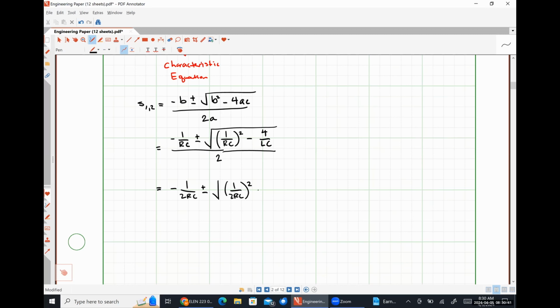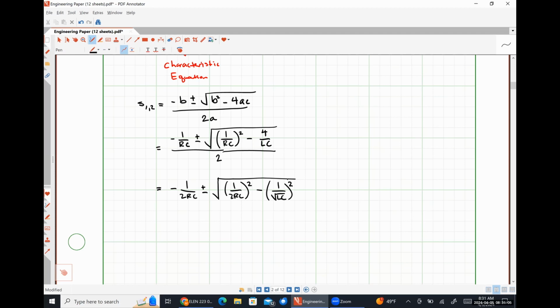And I'm going to do something a little bit odd here. So the 4 and the 4 are going to cancel each other. The 4 and the 1/4 are going to cancel each other out. And so I'm going to put this as 1 over the square root of LC squared here. So these are what my two solutions are going to be.